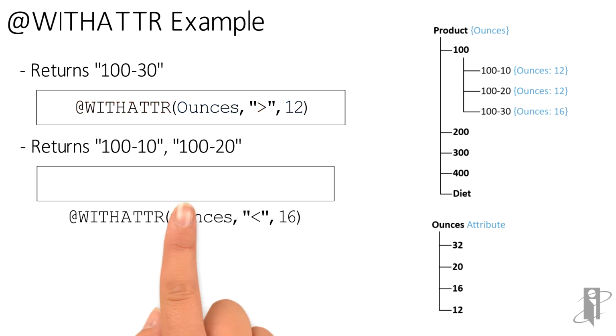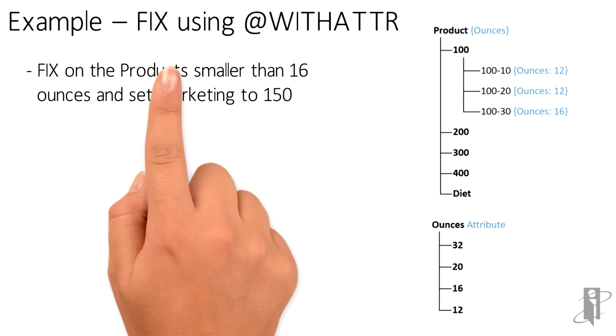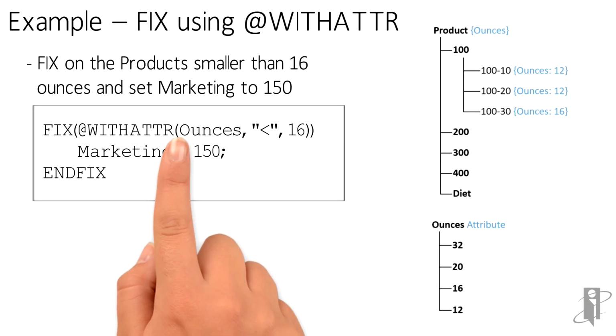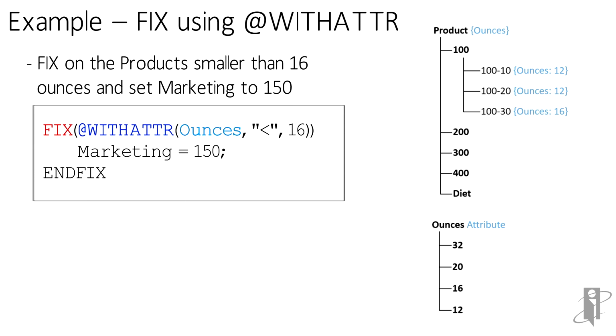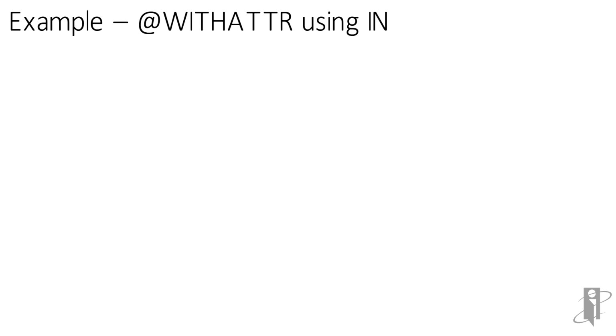If I say less than 16, well, that would include 12, so it's going to give you back both 110 and 120. You might very well use this inside of a FIX statement. So in my example here, FIX on @WITHATTR where the ounces are less than 16, set marketing equal to 150. So this is going to return 110, 120, and for both of those products, it's going to set marketing equal to 150.